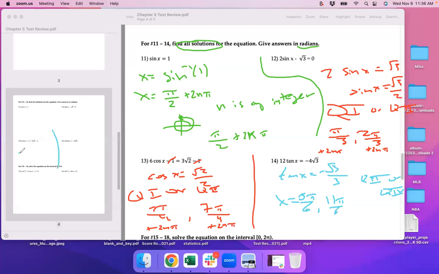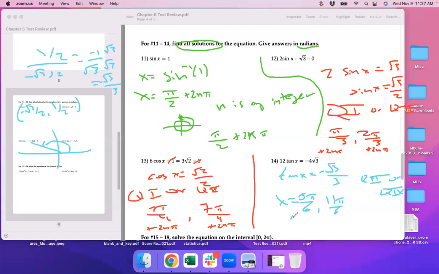Because remember, on the unit circle, when you're at 5 pi over 6, the coordinates are going to be negative root 3 over 2 and 1/2. And we do y over x, because that's what tangent is. You get negative 1 over root 3. And if I rationalize the denominator, I do get negative root 3 over 3.